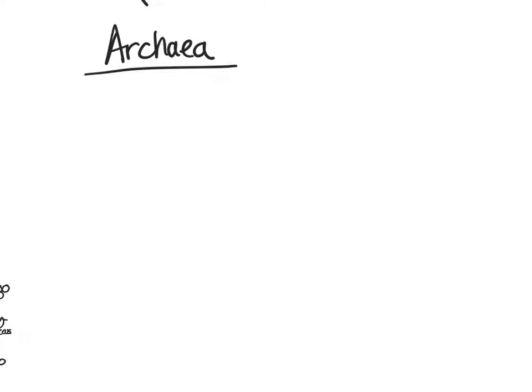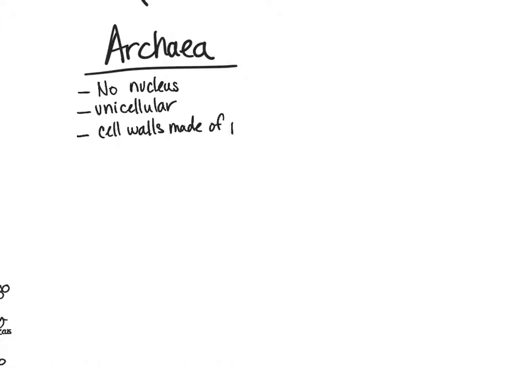So if we talk about archaea, remember, again, since it is prokaryotic, it does not have a nucleus, so no membrane-bound nucleus. Archaea are also unicellular, which we already know because it's a prokaryotic organism. In this case, however, when we're talking about our archaea, our cell walls are not made of peptidoglycan. Our cell walls are made of pseudopeptidoglycan. Pseudo means fake, and then peptidoglycan.